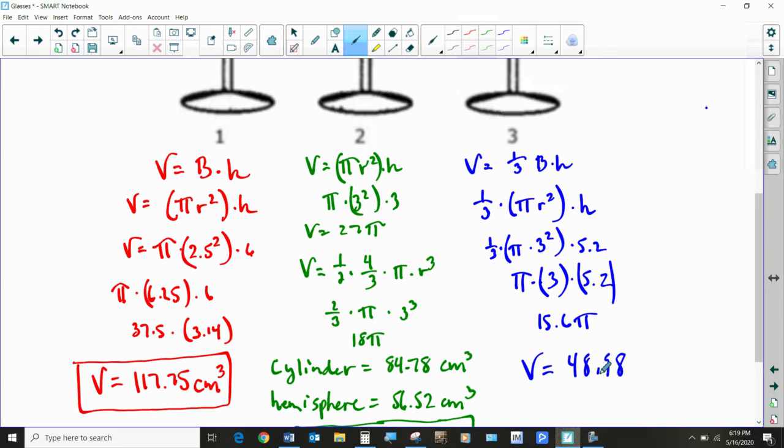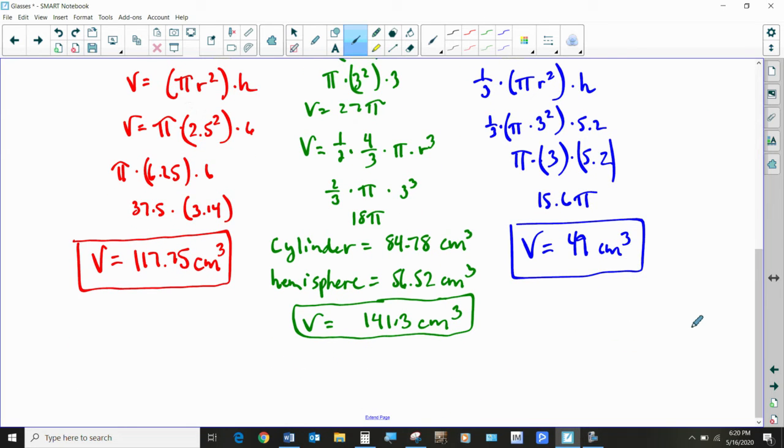48.98. Some of you might have actually rounded that up to 49. I'm going to go ahead and do that. Let's just call this 49. That is so close. 49 cubic centimeters. All right, so that completes part B. We've got our volume. Now, which one has the most volume? Glass 2. Which one has the least volume? Glass 3. Didn't ask us for that, but that's what it is.